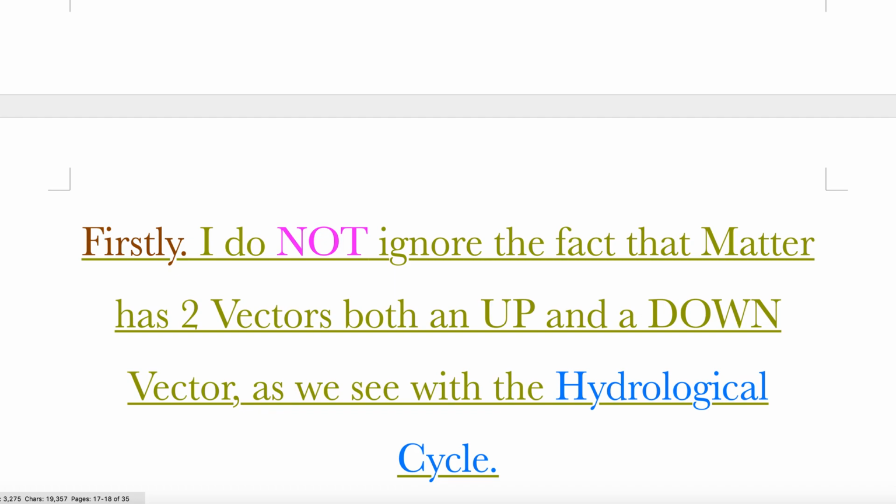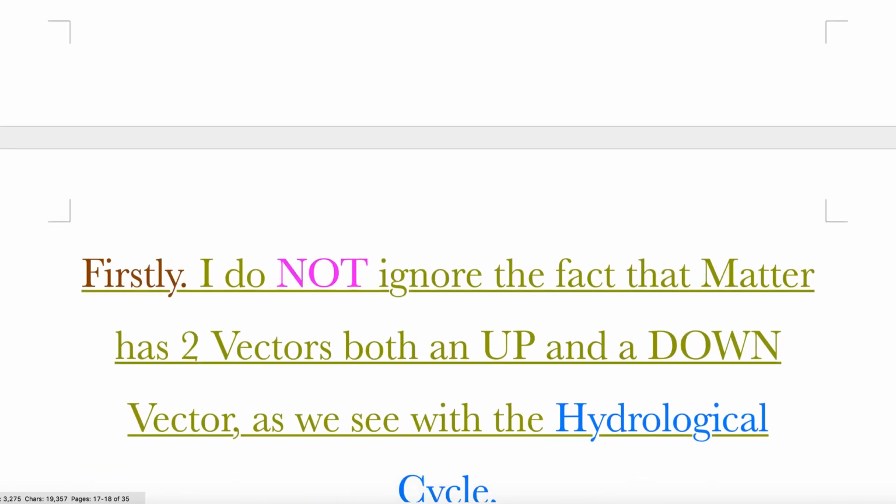Firstly, I do not ignore the fact that matter has two vectors, both an up and a down vector, as we see with the hydrological cycle.